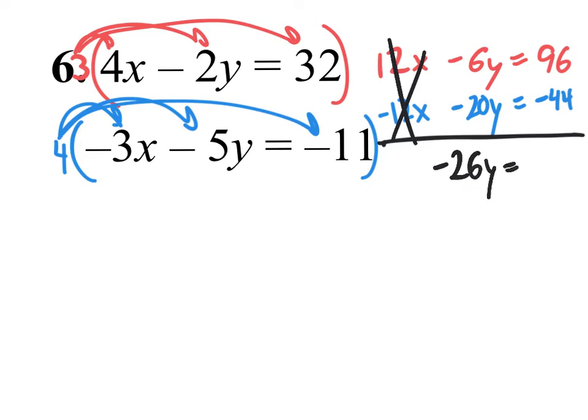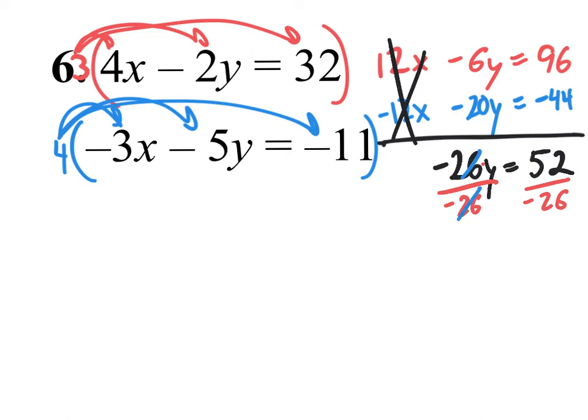Bring down the equal sign. And 96, take away 44, that'll be 52. Now this looks really ugly, but let's just keep going. This black equation here says negative 26 times y equals 52. So I need to get rid of the negative 26 by dividing by negative 26. What I do to one side, I do to the other side, divided by negative 26.